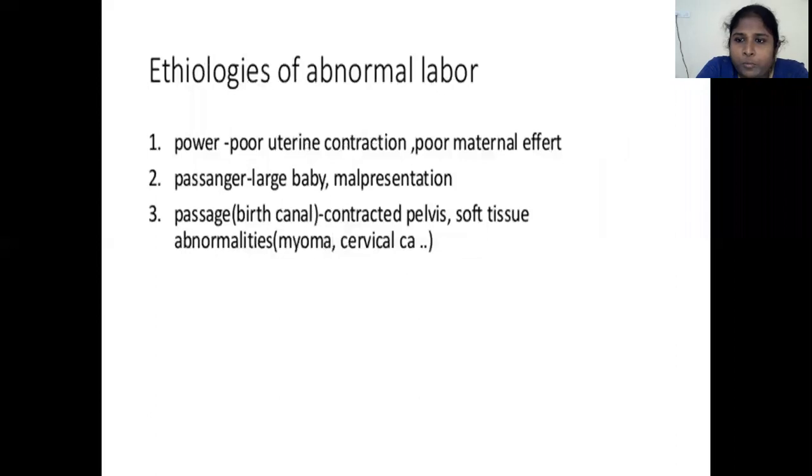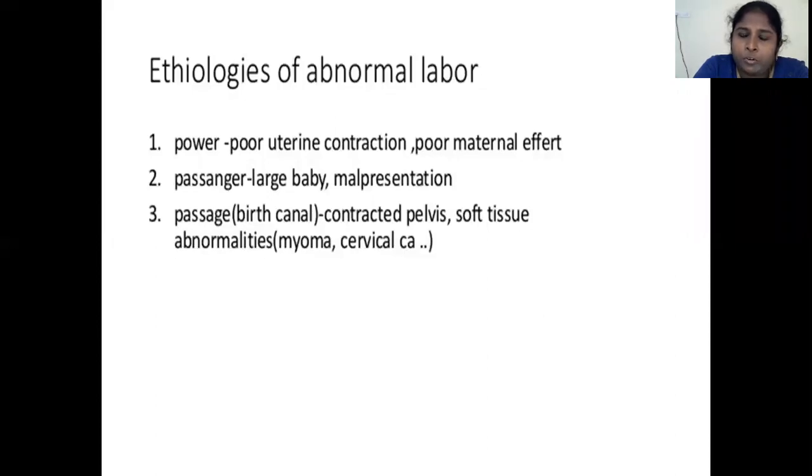Etiology of abnormal labor consists of three P's: power, passenger, and passage. Power is what helps the baby come out. The mother needs to have good uterine contractions and good maternal efforts. She should bear down well. That constitutes power. Any problem in the power leads to abnormal labor, like either poor uterine contractions or poor maternal efforts.